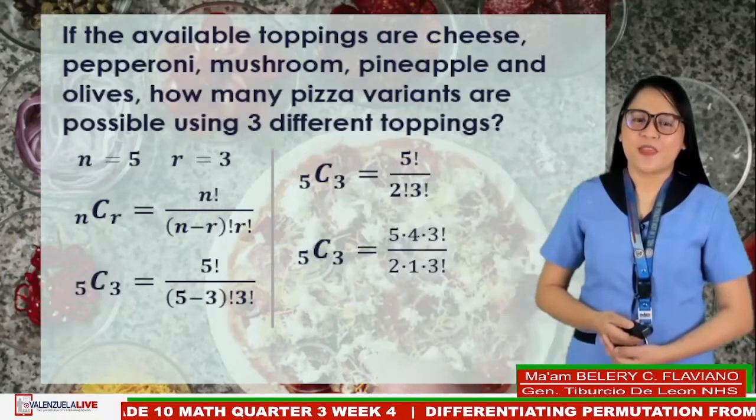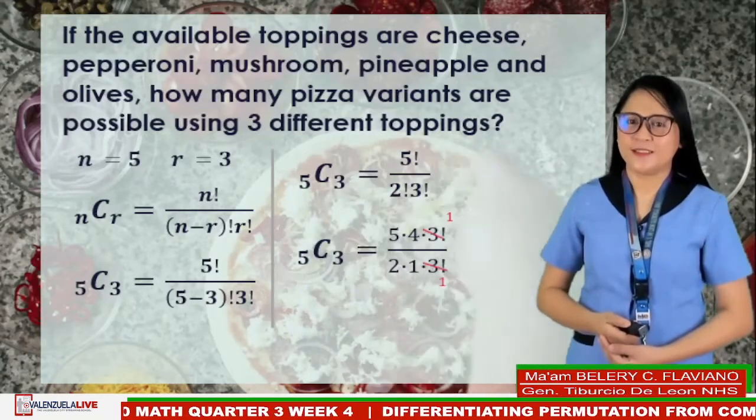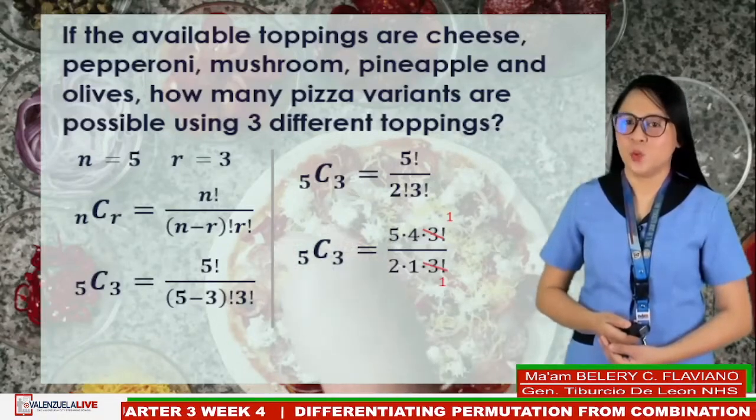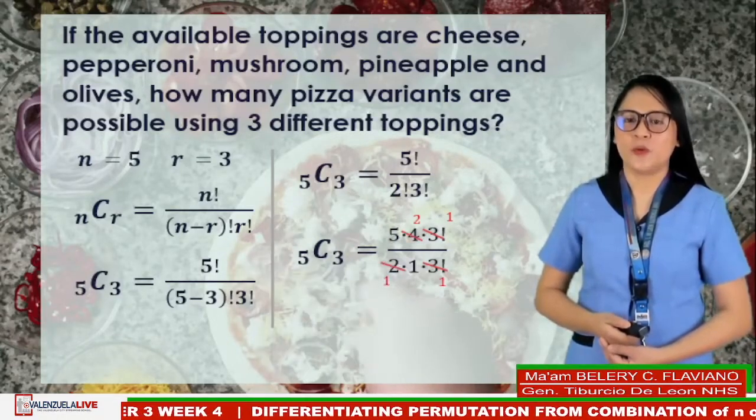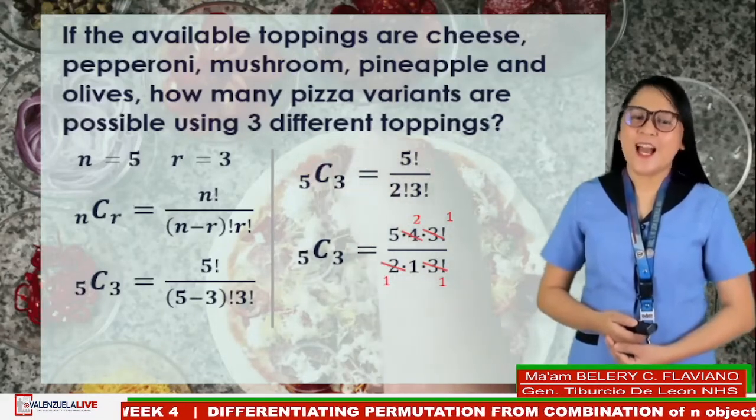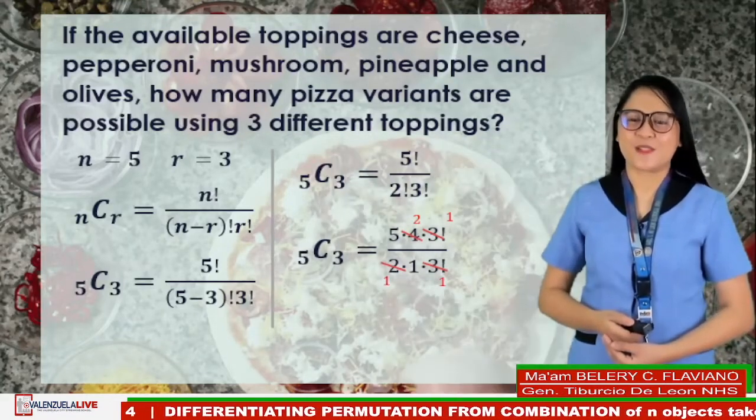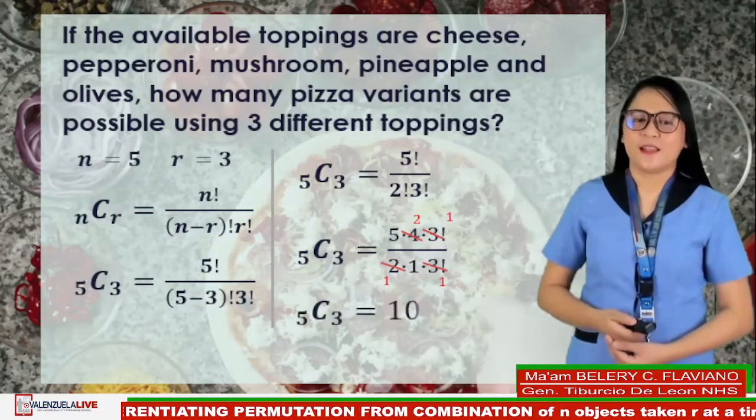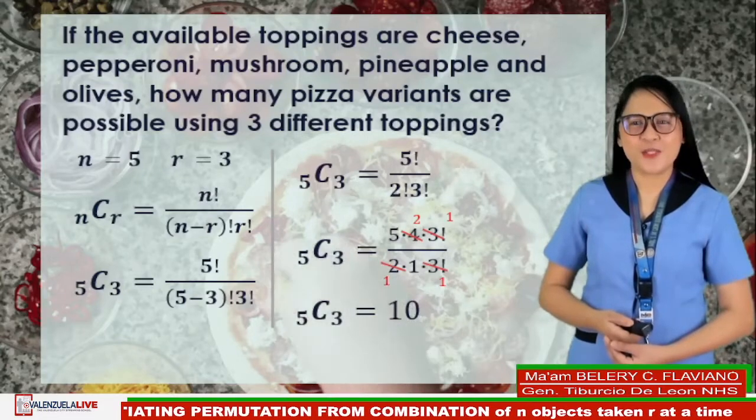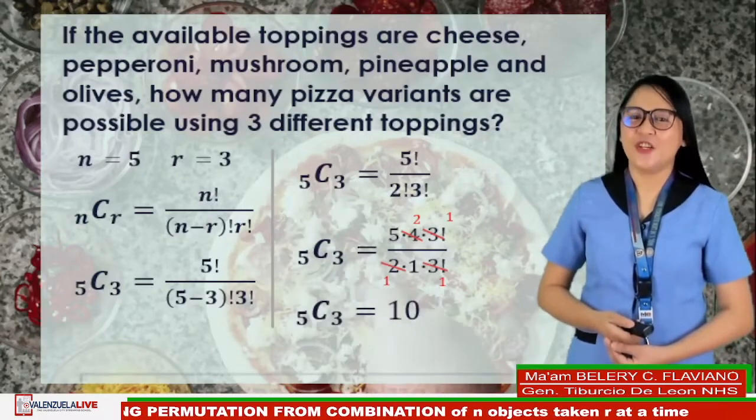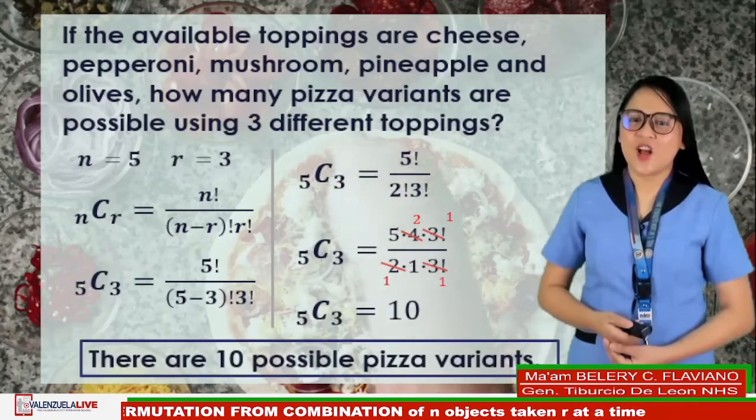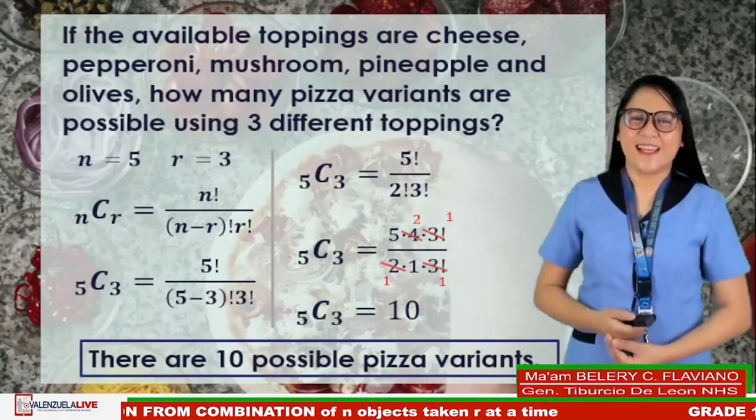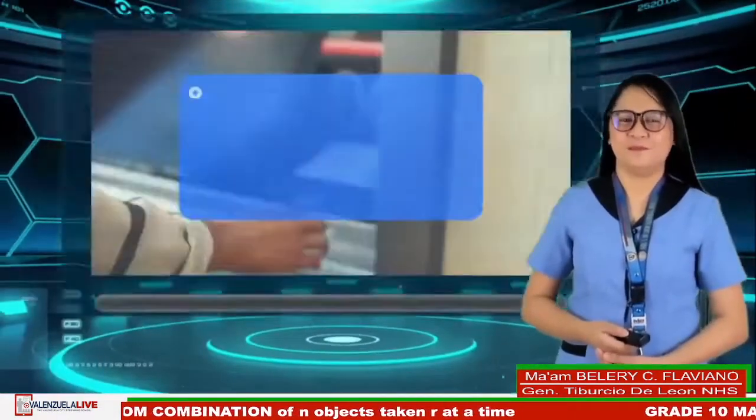Okay? Then divide out 3 factorial. And also, of course, we can divide 4 by 2. And that is 2 for the numerator. Finally, multiply the remaining factors, which are 5 and 2. So 5 times 2 is 10. We will have 5 choose 3 equals 10. Therefore, the answer is there are 10 possible pizza variants. Okay? Let's have our next problem.